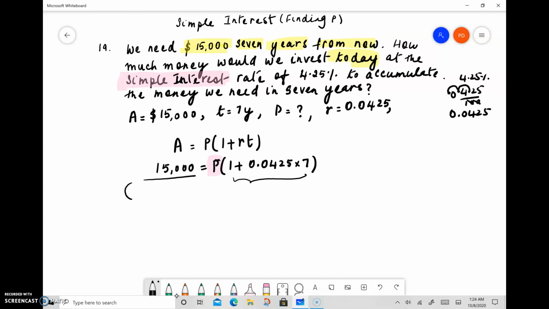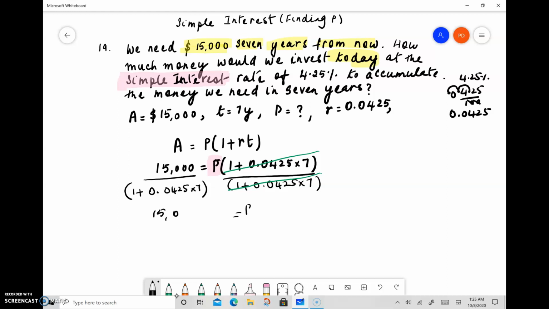Let's just write it down. 1 plus 0.0425 times 7. Do the exact same thing on both sides. 1 plus 0.0425 times 7. So the number in the numerator is exactly the same as the number in the denominator, so they cancel each other out. So basically we have solved for P.